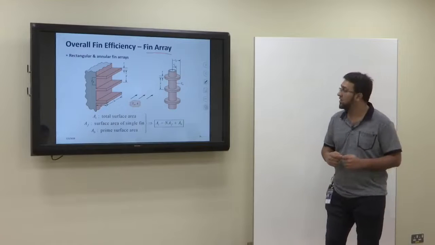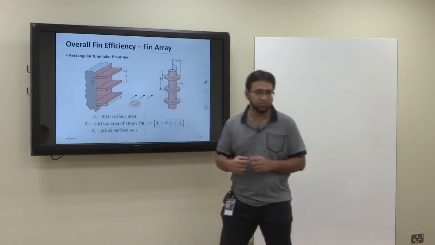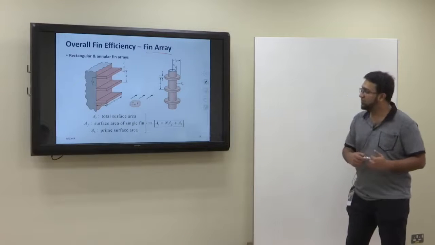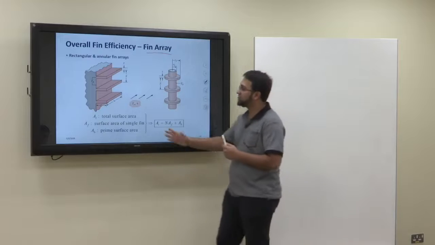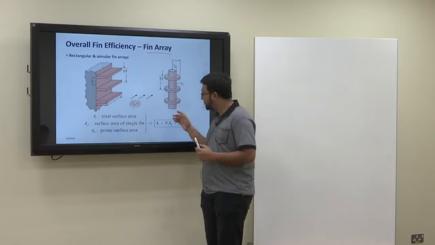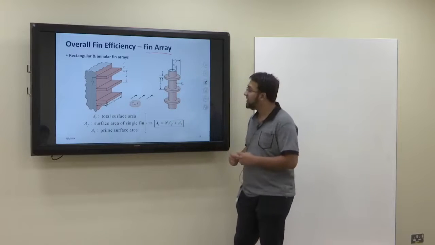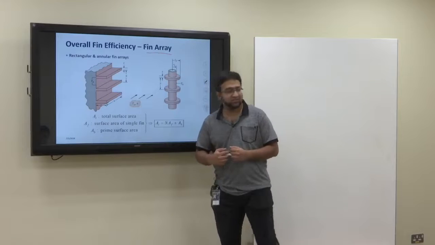So if we have an array of fins, how do we solve the problem? Suppose we have a flat plate, over that we can have straight fins. We can have a tube over which we can have annular fins. Now we define certain terminologies.